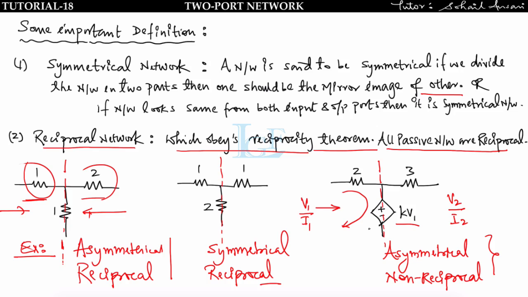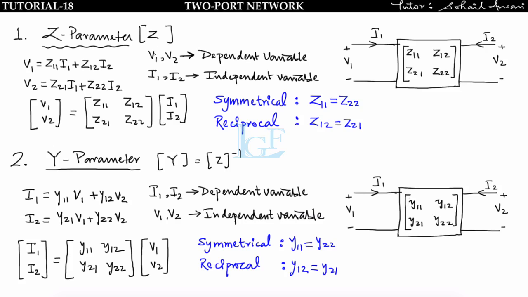Got it? Now let us move to the 6 different parameters that we defined. The total number of possible combinations is equal to 6C2. That means 6 parameters are available: Z, Y, T, T dash, G, H. Let us define each one of the parameters separately. Let us take Z parameters first. What do you mean by Z parameters?